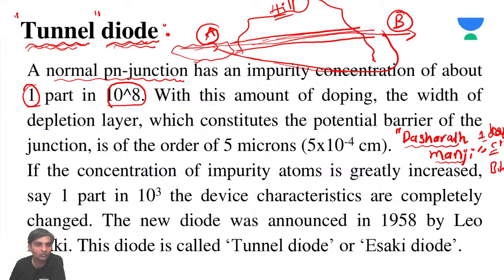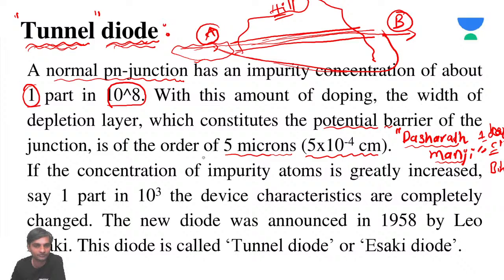Because of this, what happens, sir? You will get 5 times 10 to the power of minus 4 centimeters, that is 5 microns, of potential barrier width for a normal PN junction diode with a normal impurity concentration.